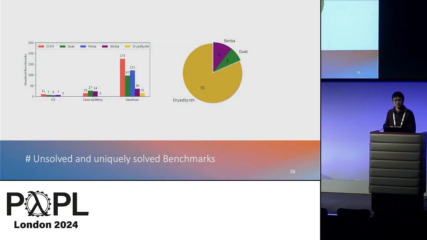So how many can be solved and unsolved? It turns out that we can solve all the problems from Hacker's Delight and case splitting. We have 15 problems unsolved for deobfuscation. This is better in every category than every other solver. And some benchmarks were solved by only one solver. DryadSynth uniquely solved 31 benchmarks. Simba solved 4. Droid solved 3.